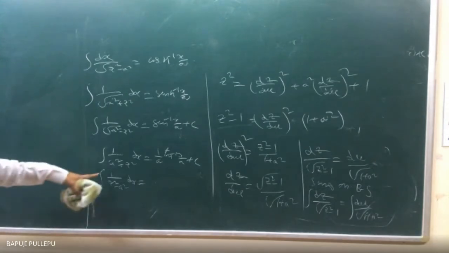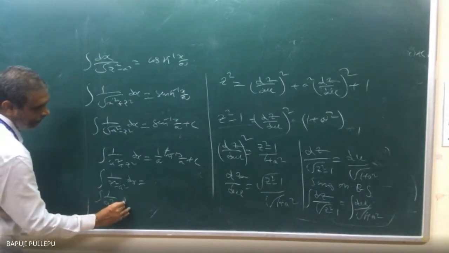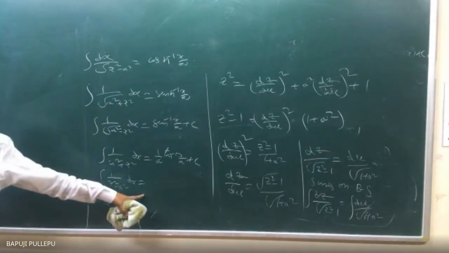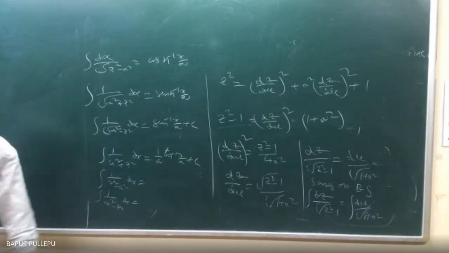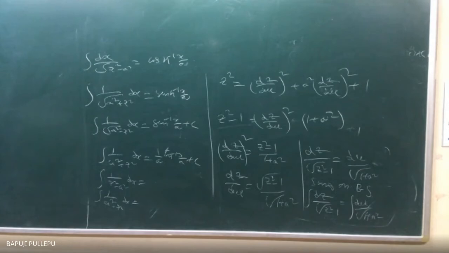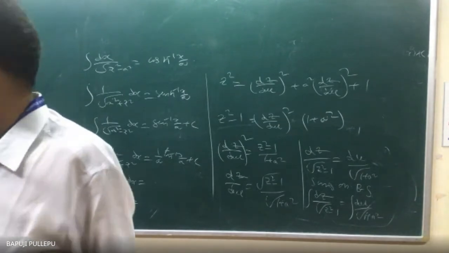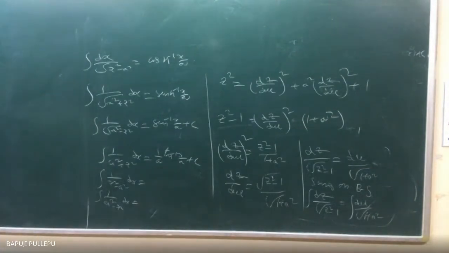Okay. Now you can complete this formula. One by 2a log of x plus a by x minus a, or a minus x by a plus x. Just look: you can find out the numerator and the denominator. This is then a plus x by a minus x. Come on, you can calculate the integral of 1 by x square minus a square using the formula.